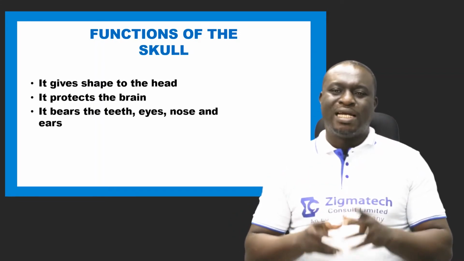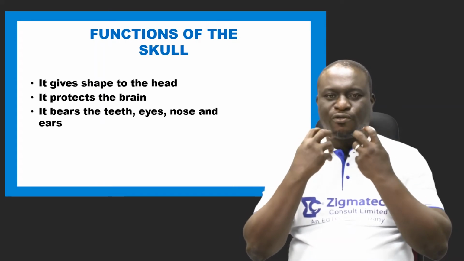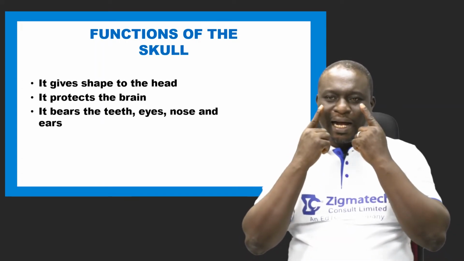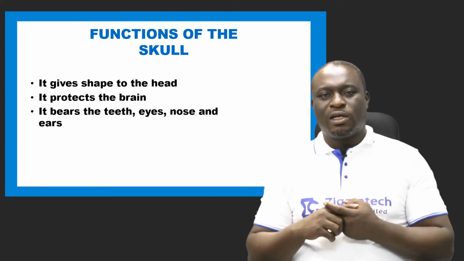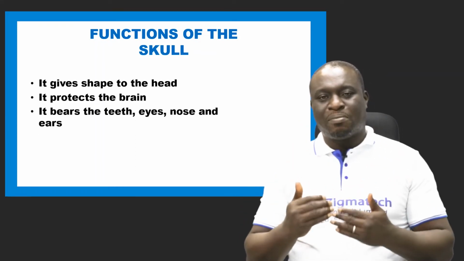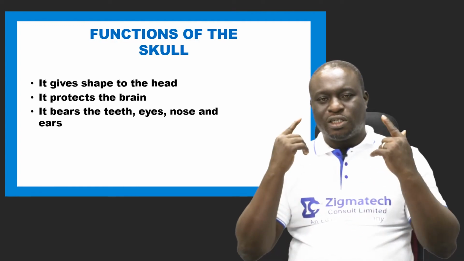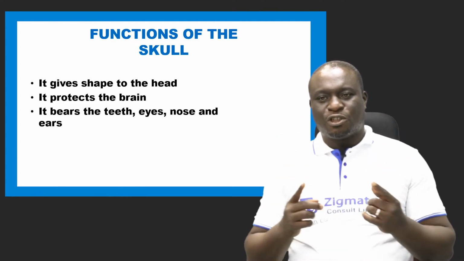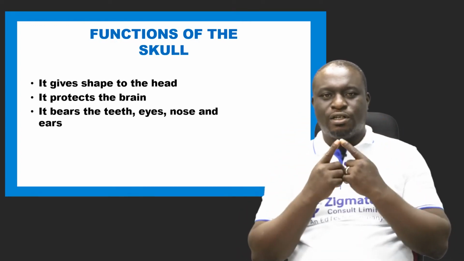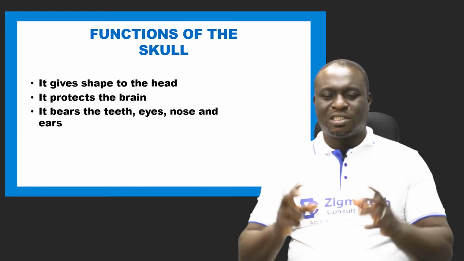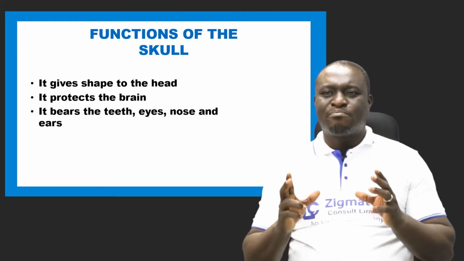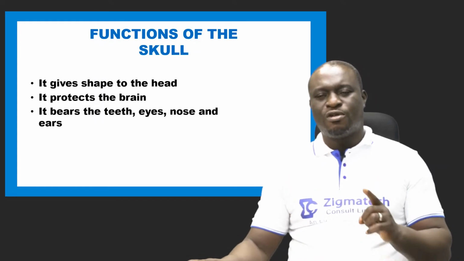Number three, it bears the teeth, which is for the jaws. It bears the eyes, the nose, and the ears, which is majorly the part of the skull called the facial skeleton. So the facial skeleton bears the eyes, the nose, and the ears, while the jaws bear the teeth. These are three important functions of the skull.